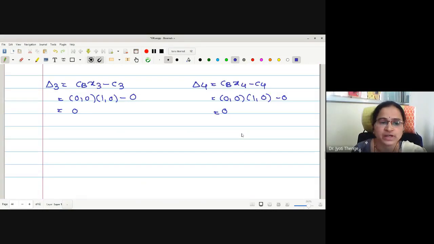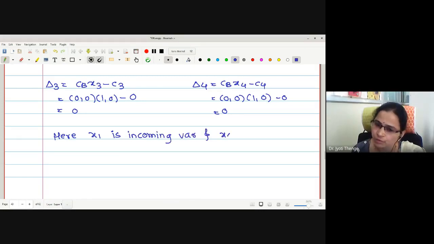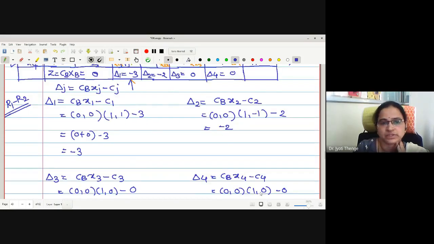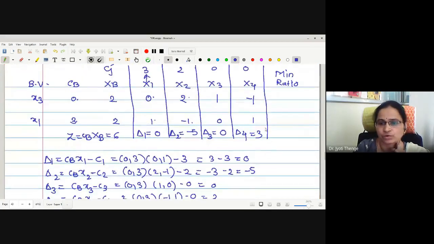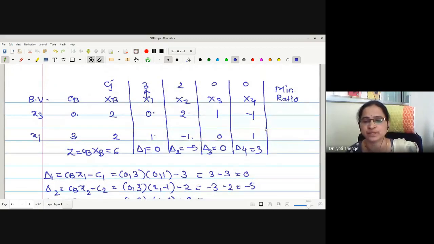Sorry, I forgot to write here. Here, which is entering vector, here x1 is incoming variable or vector, and x4 is leaving variable. Correct na? Here I have shown you how it is. This minimum gives you for x4. I forgot to write it. Okay. Now let us repeat the process.